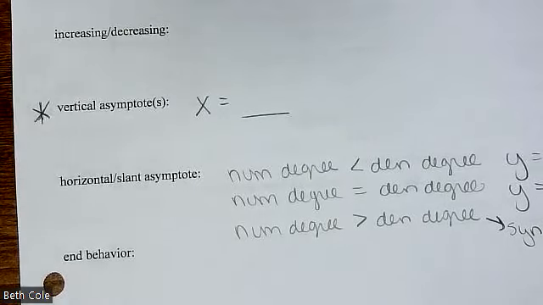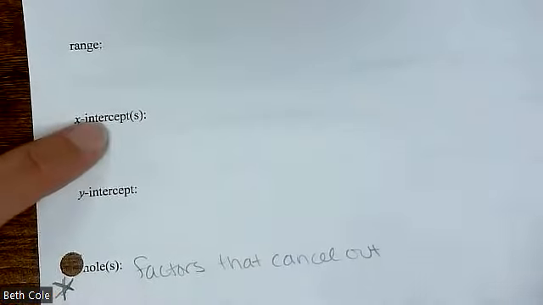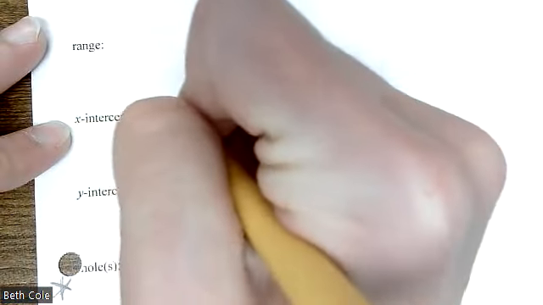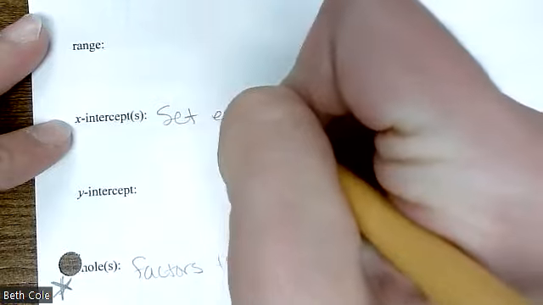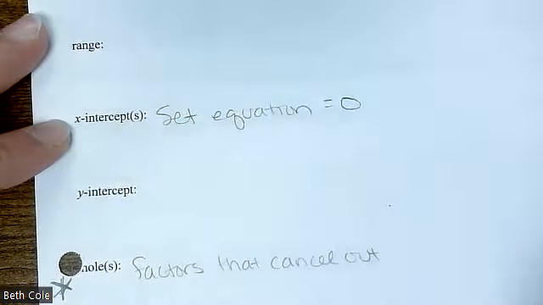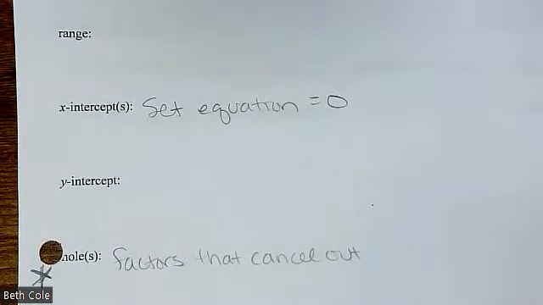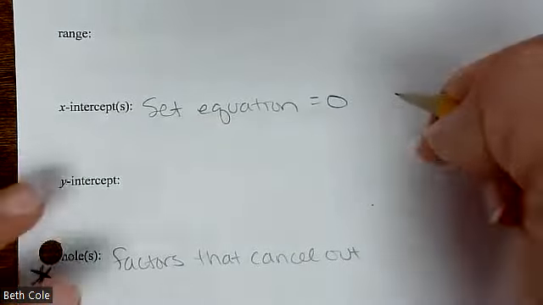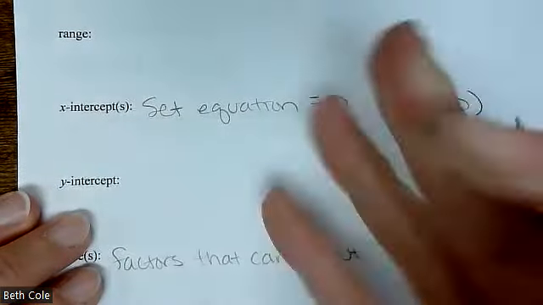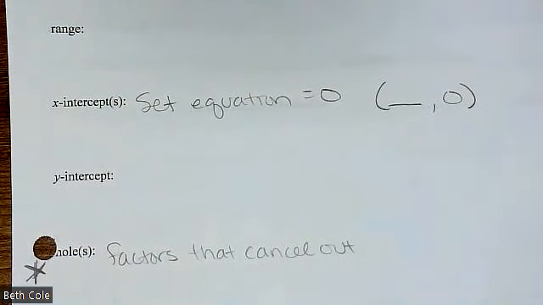And then you want to plot some points. So I would go back and get the intercepts. So your x-intercept, you're going to set your equation equal to 0. You just take the whole thing, set it equal to 0, and you will get something, comma 0. So an x-intercept would be like 2, 0, or -3, 0, or whatever.